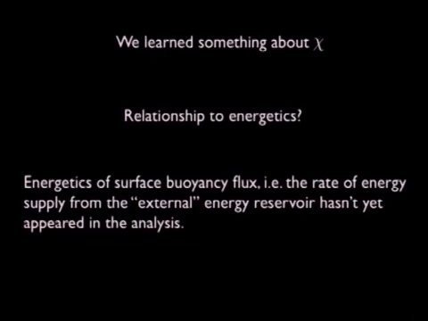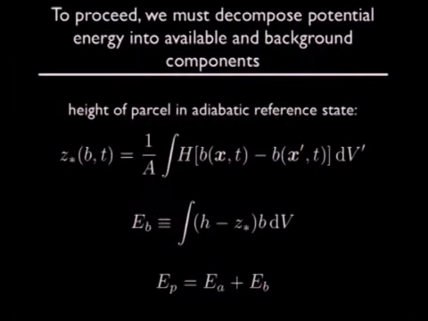Okay, so we learned something about chi, but we're unsure about its relationship to energetics, and I still haven't explicitly seen the energetics of the surface buoyancy flux coming into this problem, or the relationship with the external supply, which I guess is the same thing. So to proceed, you'd have to take the potential energy that we talked about and split it apart into available potential energy and background potential energy in order to see what's going on with the mixing. And you can do this formally.